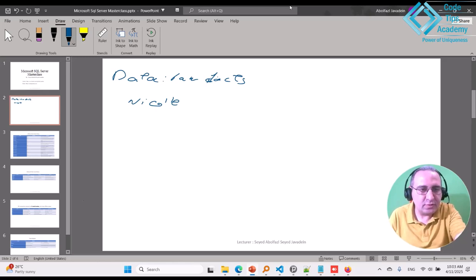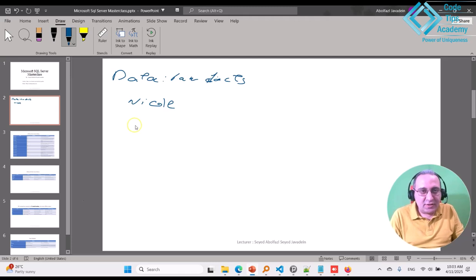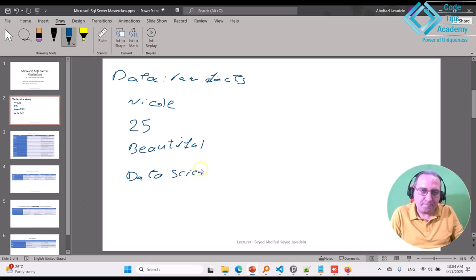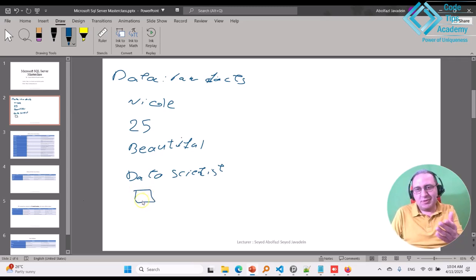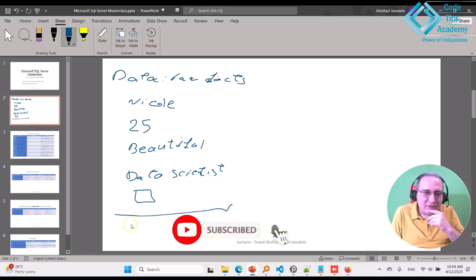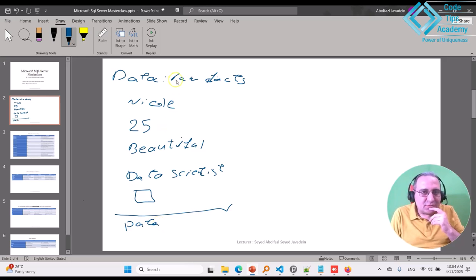For example, we have somebody with the name Nicole. She is 25, beautiful, a data scientist, with an image. For example, this is an image of Nicole's face. These are some pieces of data. You can see here, these are some pieces of data about Nicole. These are some raw facts about Nicole.